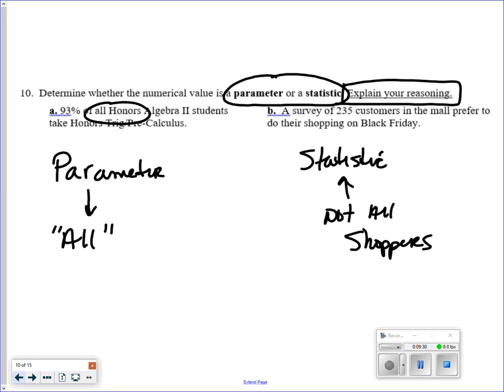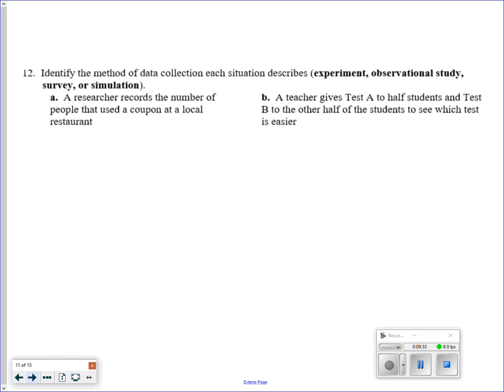And I see that we went from 10 to 12. So just bear with me. I will pause at the end and we will go back and do number 11. So again, I apologize for that. It looks like we skipped number 11. And so at the end, I will make sure to cover that.